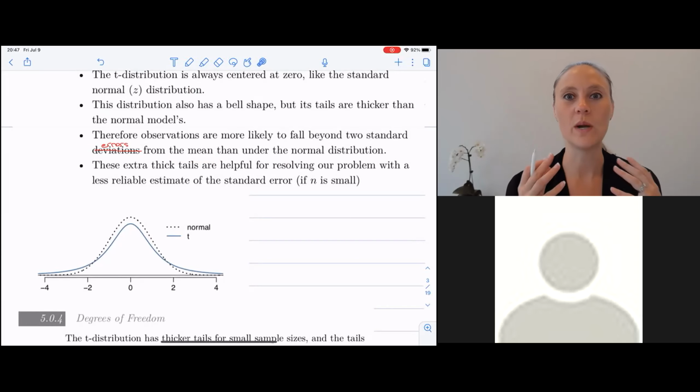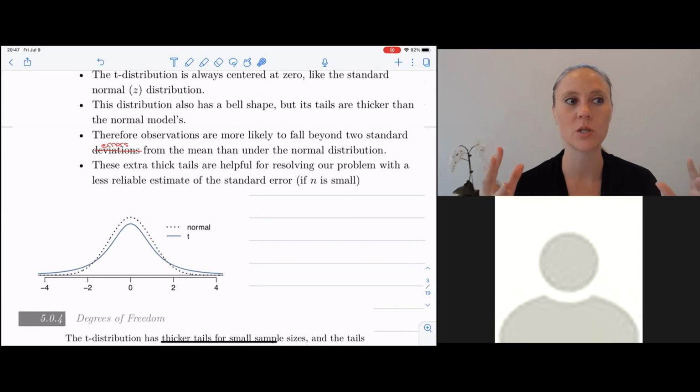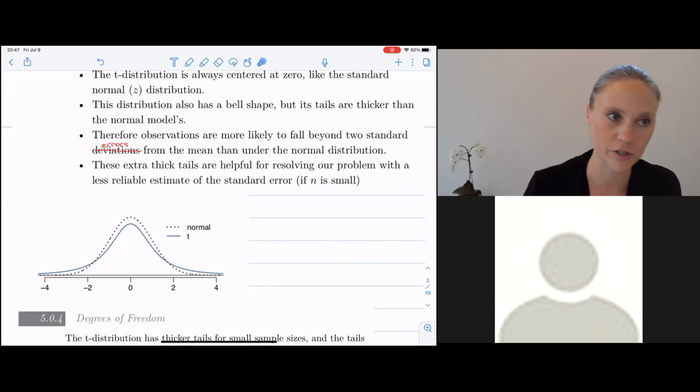Right, so we have that 2, so a z of 2 or beyond 2 as a flag. Okay, this might be considered extreme and we might end up rejecting the null hypothesis. So we're still going to use that 2 as a guideline, but if we have a small sample size, then 2 is not going to be that big of a deal, right? We would need something quite a bit larger.